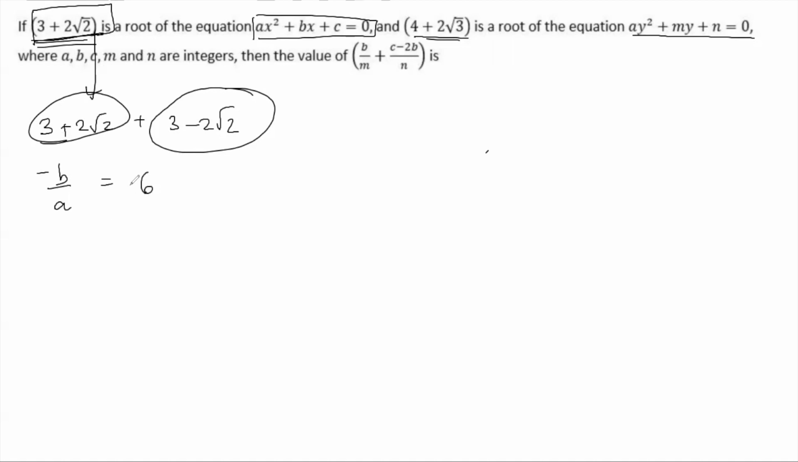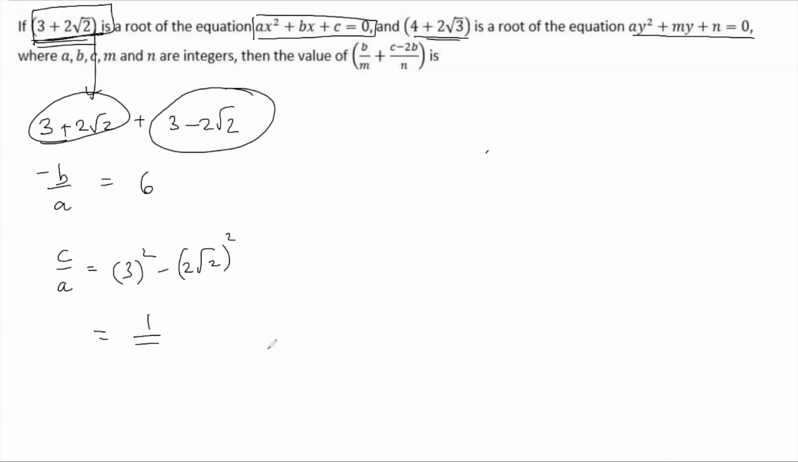Similarly, the product of the two roots will be 3 plus 2 root 2 into 3 minus 2 root 2. That's a plus b into a minus b. So the product of the roots c by a will be a plus b into a minus b, that's a square minus b square. Right? So 3 square is 9, minus 2 root 2 squared is 8, 9 minus 8 is 1.